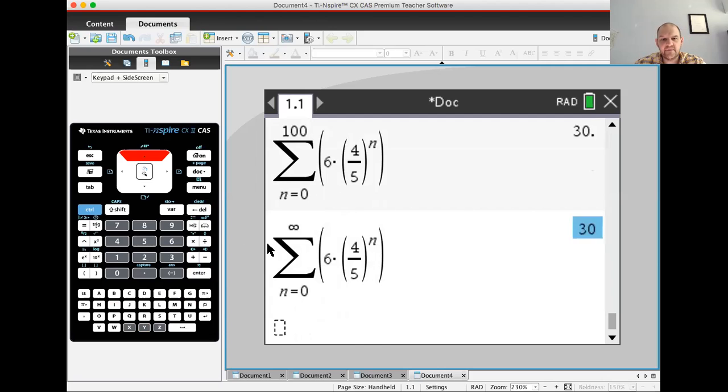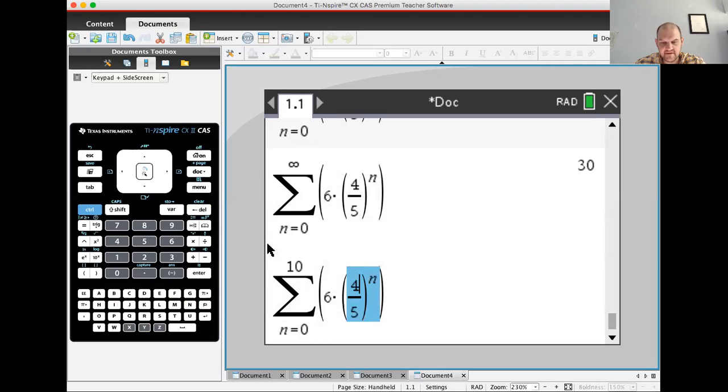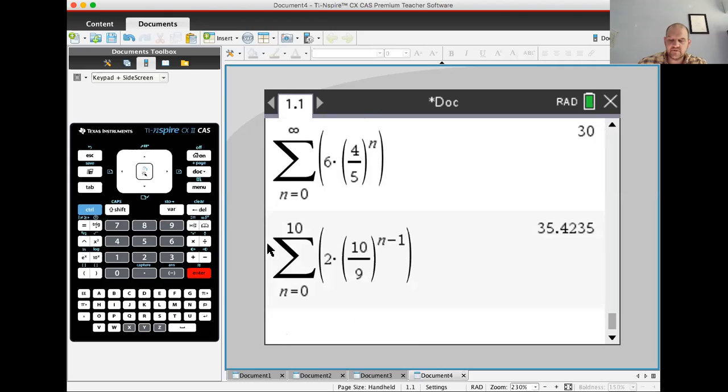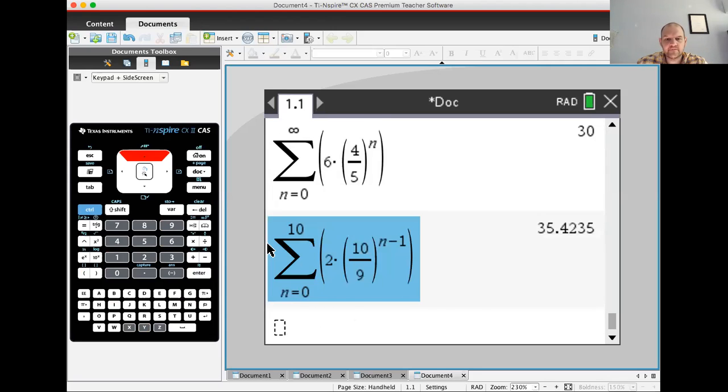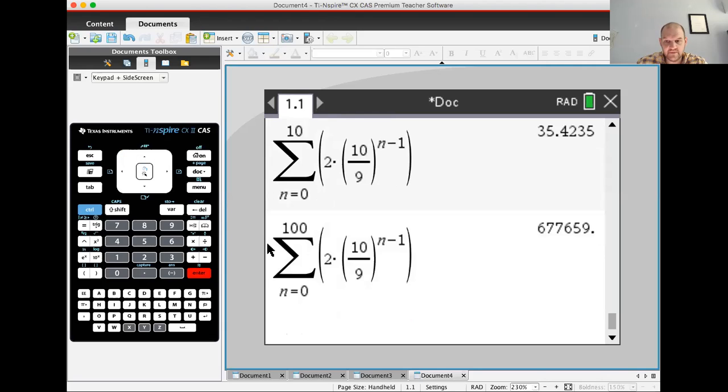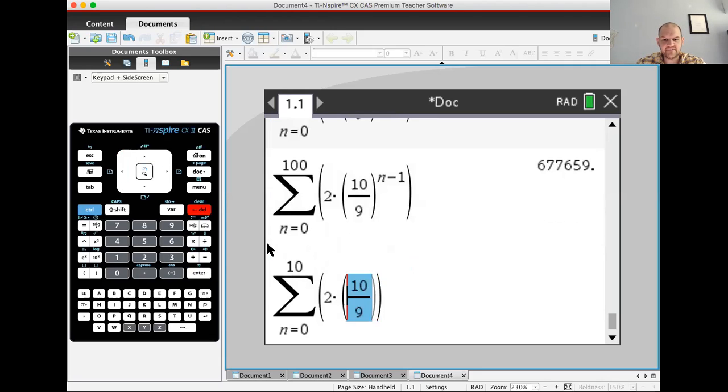All right, so change it up. Now, the thing is, a finite sum, where you're not going to infinity, always has a sum. You're always going to get a number here. So 2, 10/9. You get big numbers depending on what you're doing. 35.424. Now we're going to go to 100. It should be a lot bigger. Yeah, 677,659. So there's always a finite sum if there's a finite number on top. It's just because this is spiraling out of control, because 10/9 is bigger than 1. The number's going to be enormous. Like if we tried 1,000, I'm not going to do it. I really want to, but it's too big. It just gets bigger though.